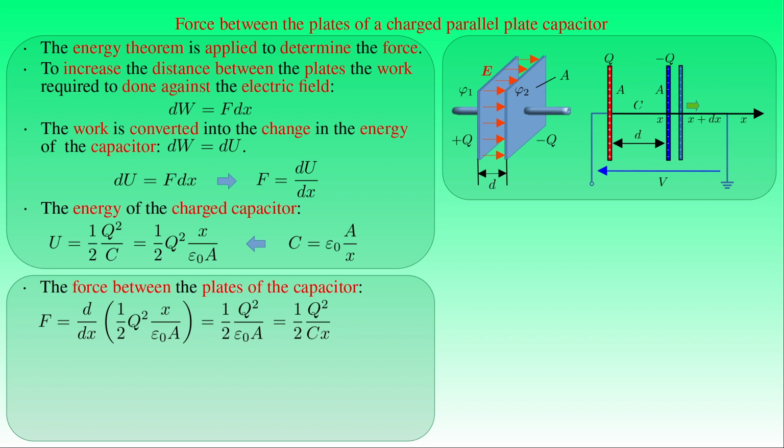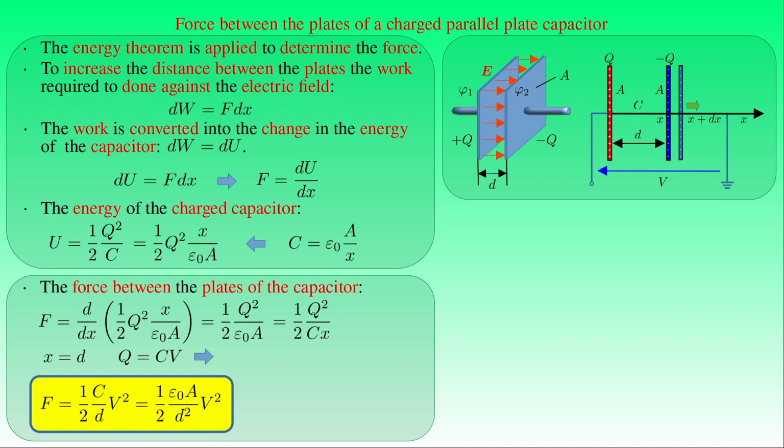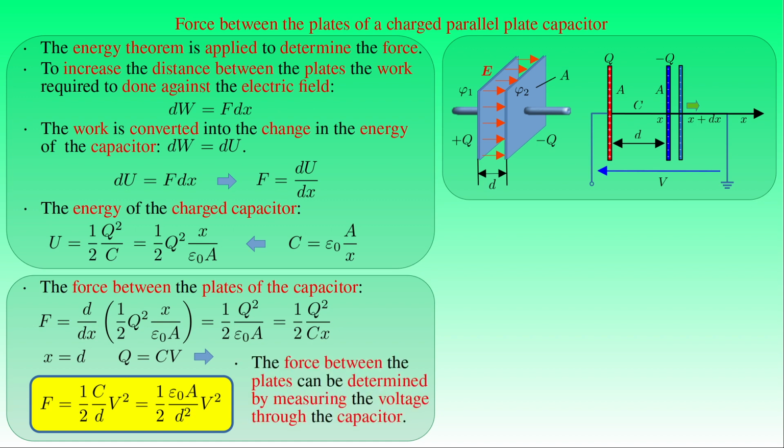Since the distance x is equal to d at a given position of the plate, and the charge Q on the plates is equal to the capacitance C times the voltage V between the plates, the force F is given by 1/2 times the capacitance C over the distance d, times the square of the voltage V, or 1/2 times epsilon naught times the area A over d squared, times the square of the voltage V. This formula shows that the attractive force F between the plates can be determined by measuring the voltage V across the capacitor if the area A of its plates and the distance d between them are known.